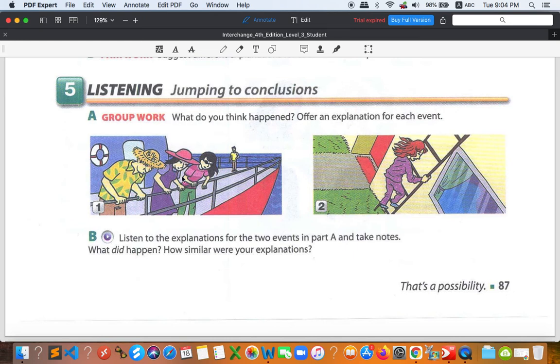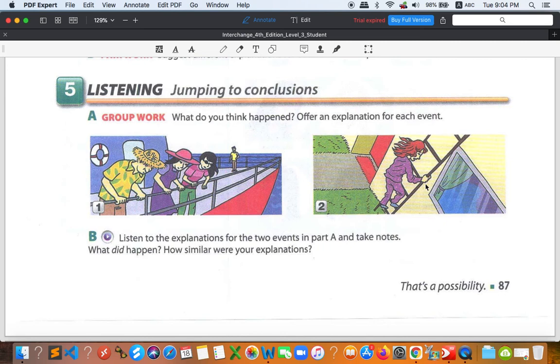So take a look at the picture first and try to guess something wrong. Let's take a look at these three. They're looking down at the sea. All right, maybe something wrong, a shark right there, or one of them dropped the phone. Or something amazing right there. So you have to guess. And then you can check and listen whether you have the same explanation or the same conclusion. All right, and that's it.